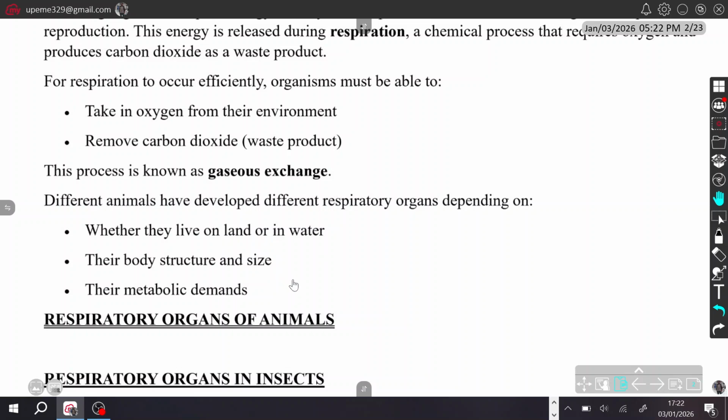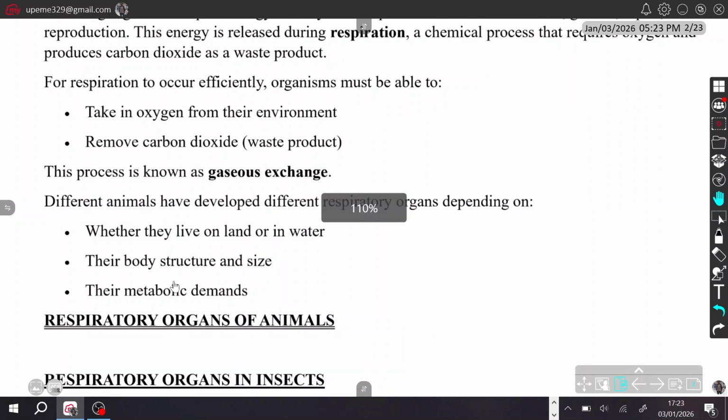Also depending on the amount of energy that an organism needs because of its body structure and size, it may have a different type of respiratory system that is able to match that structure and size. And also their metabolic demands, like the energy and the building up of cells, everything. So different animals have developed different respiratory organs depending on whether they live on land or in water, their body size and structure, and their metabolic demands.